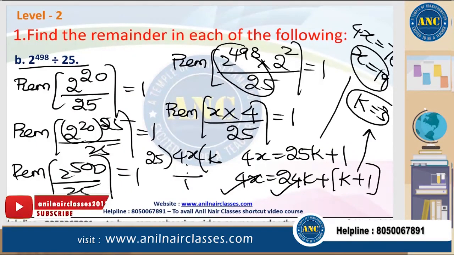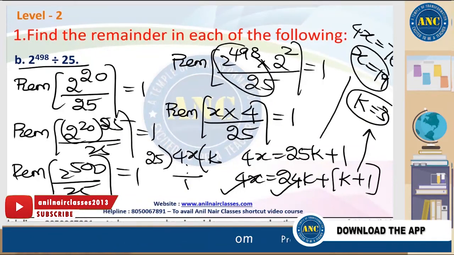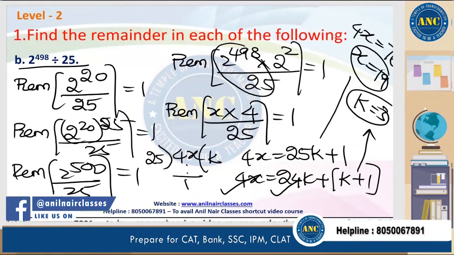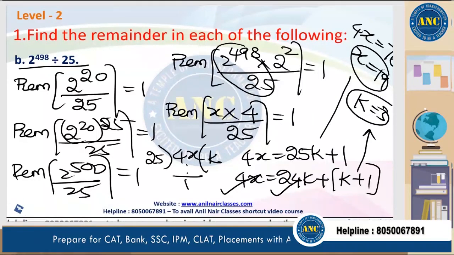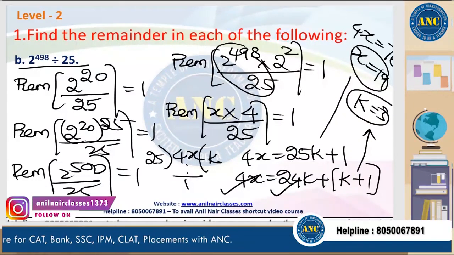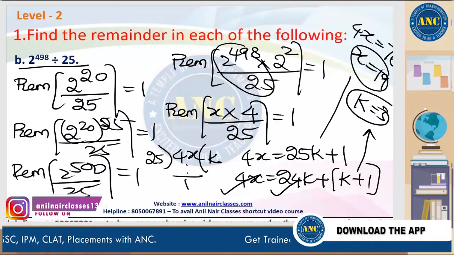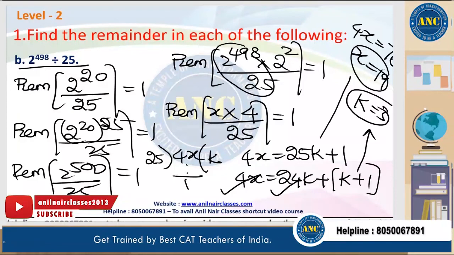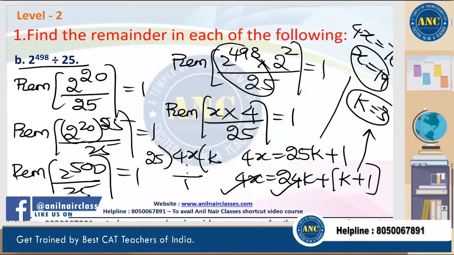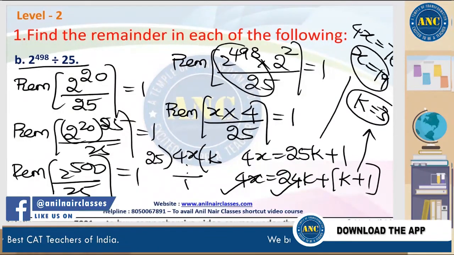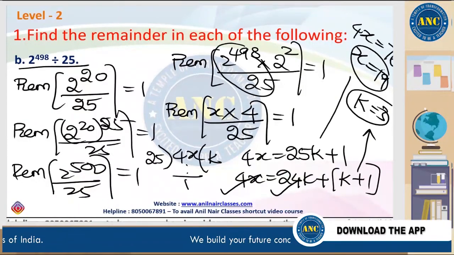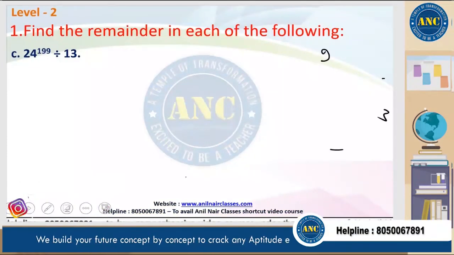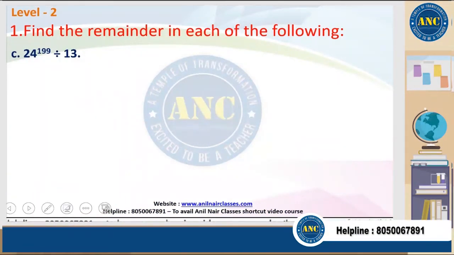I hope it is clear. Now we will do as many examples as possible. We got the answer as 19. Is 19 of the form 5 into 3 plus 4? Yes. I told you that the answer should be of the form 5k plus 4. Keep an eye on the answer options first. With more and more examples, we will get more and more clarity.